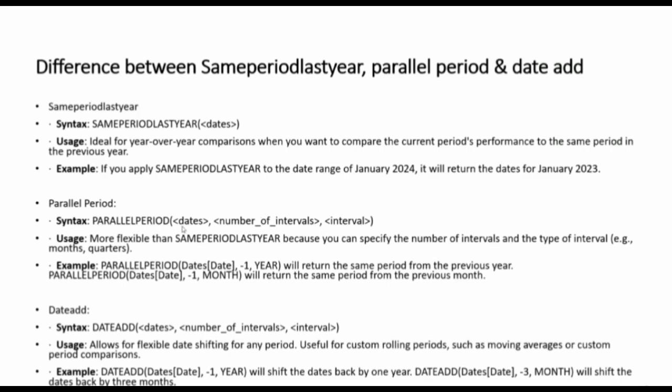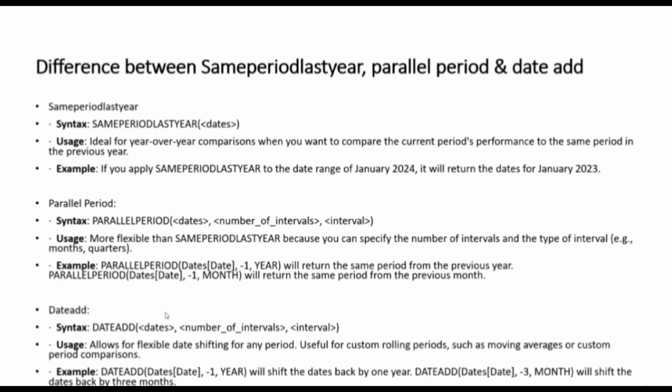The parallel period syntax is written like this: the date column is passed, the number of intervals, minus 1 or whatever, and the interval like month or year, whatever you have to pass. See, parallel period gives flexibility: minus 1, minus 2, whatever, and month, year, whatever you have to pass. In same period last year you can't pass month, and you can't do minus 2 or 3 either. It is only going to do minus 1 year. That's the difference between same period last year and parallel period.